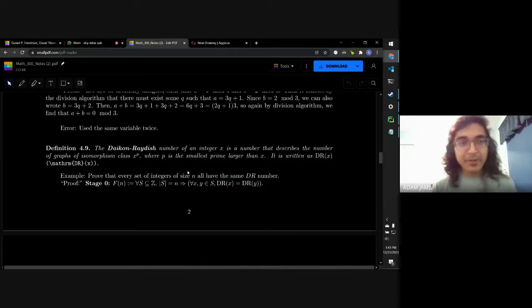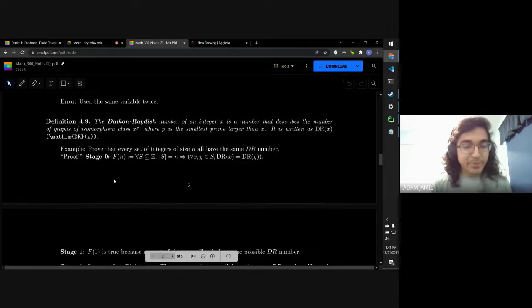So it's a very funky looking claim, right? I'm saying that any set of integers, they all have the same dr number. It's pretty strange, right? Because then why would we care about dr numbers if they're all the same? But I'll still prove it. I'll prove it by induction, which we just learned. Okay. So first, let's describe my statement.